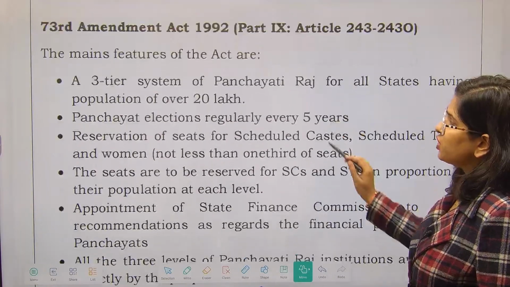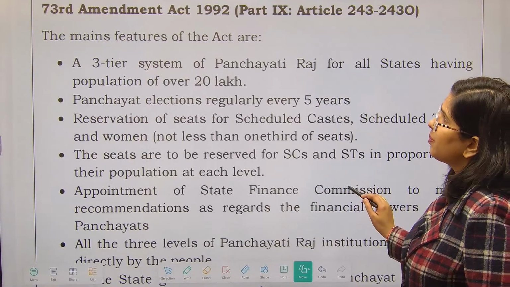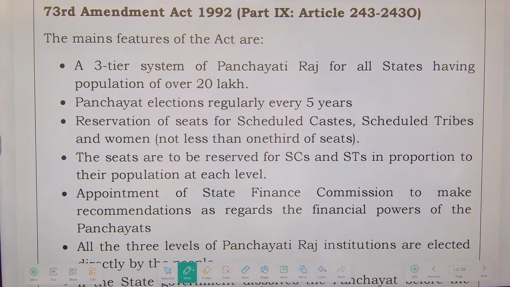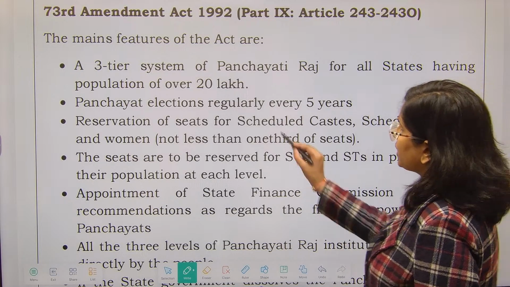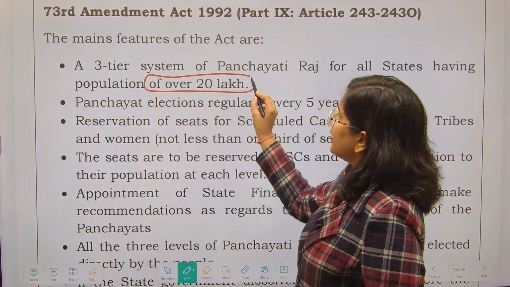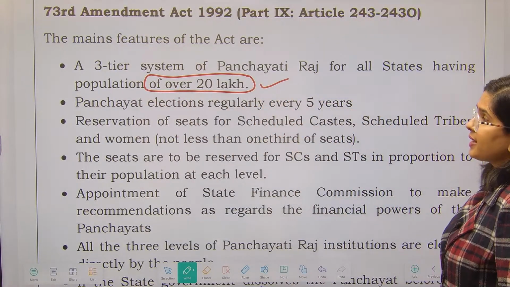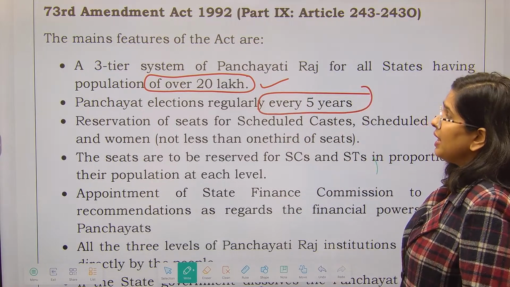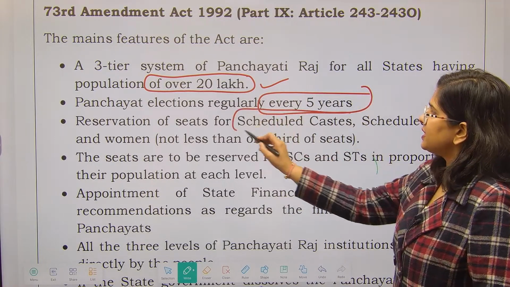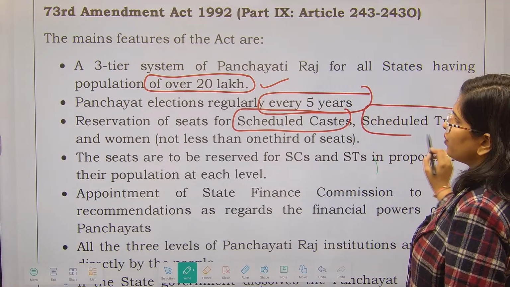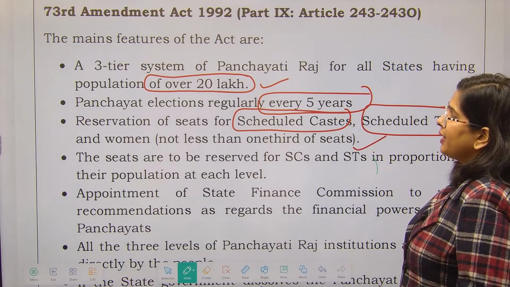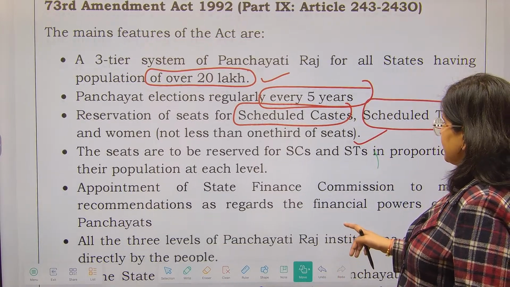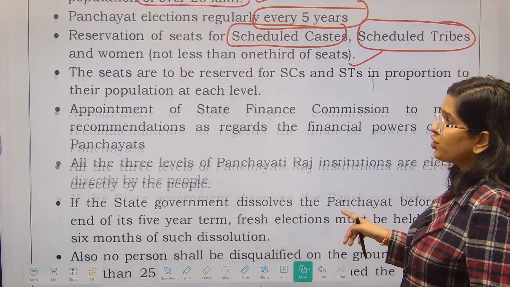Now, what are the main features of this particular act, the 73rd amendment 1992? Let us see. A three-tier system of Panchayati Raj for all states having a population of over 20 lakhs. Panchayat elections are to be held regularly every 5 years. There is a reservation of seats for scheduled castes and scheduled tribes, along with women, not less than one-third of the seats. The seats have to be reserved for SCs and STs in proportion to their population.